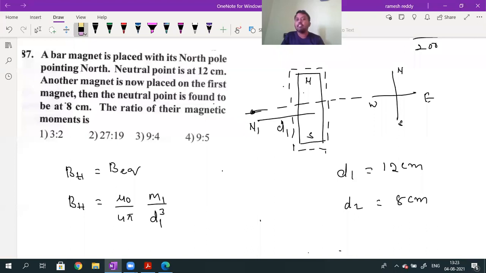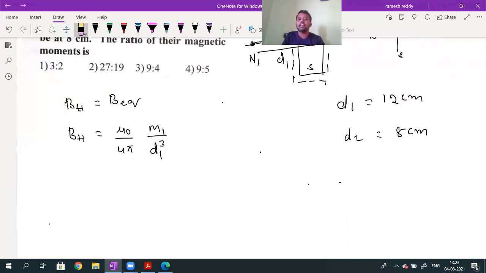Whenever the BH value is constant, what is the relation between M and d cubed? M is directly proportional to d cubed, which means with increasing M, d also increases. The second time, the distance of the balancing point is 8 centimeters, initially 12 centimeters. The distance decreases, which means the magnetic moment value also decreases.